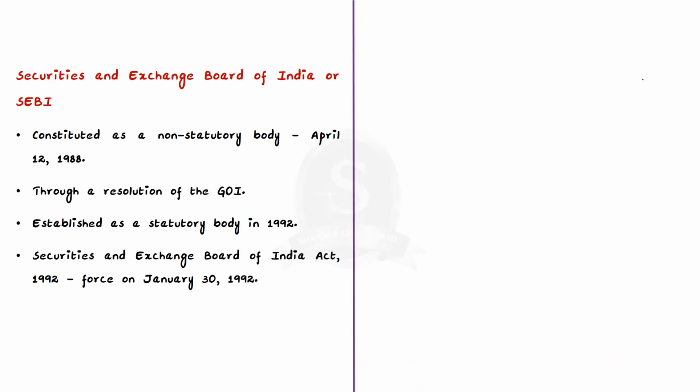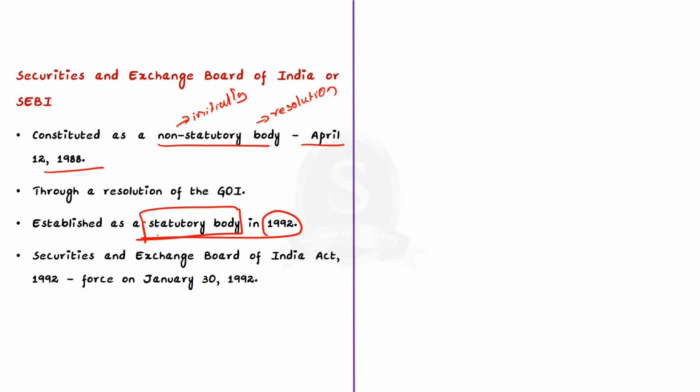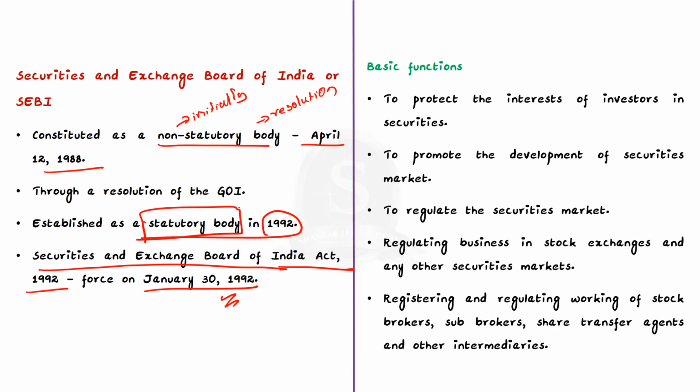See, SEBI or Securities and Exchange Board of India was initially constituted as a non-statutory body. SEBI was constituted on April 12, 1988 through a resolution of the Government of India. Then SEBI was established as a statutory body in the year 1992. Note that the provisions of the Securities and Exchange Board of India Act 1992 came into force on January 30, 1992. So, SEBI is indeed a statutory body.